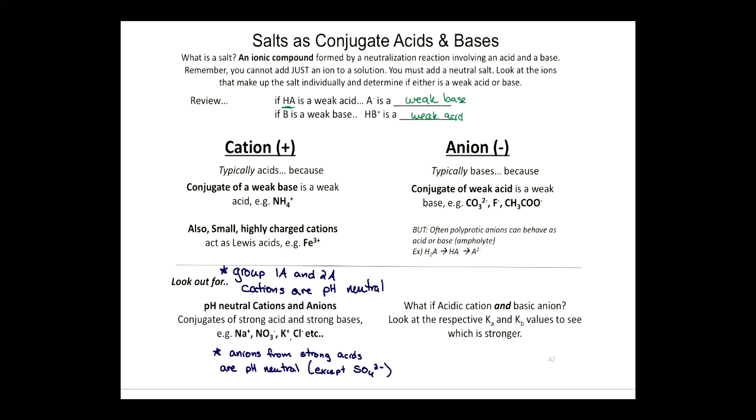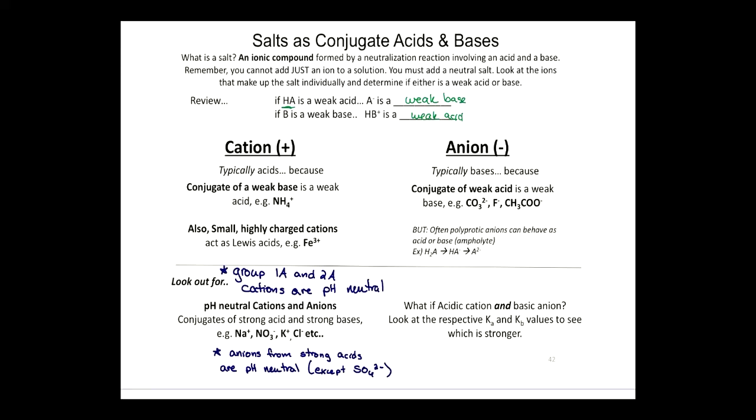So salts typically have different behaviors that we have to think about in this backwards manner. HA is already charge neutral, it's an acid, but A minus is an anion. B is already charge neutral, but HB plus is a cation. So what we see here is when we put salts in solution, they are charge neutral, and we can identify, are these salts overall acidic or basic?